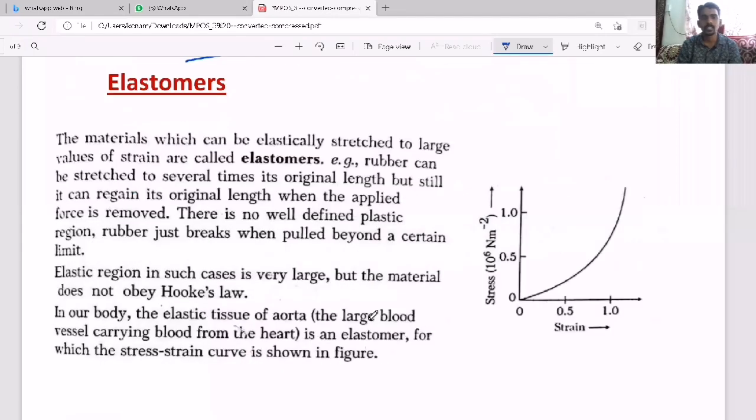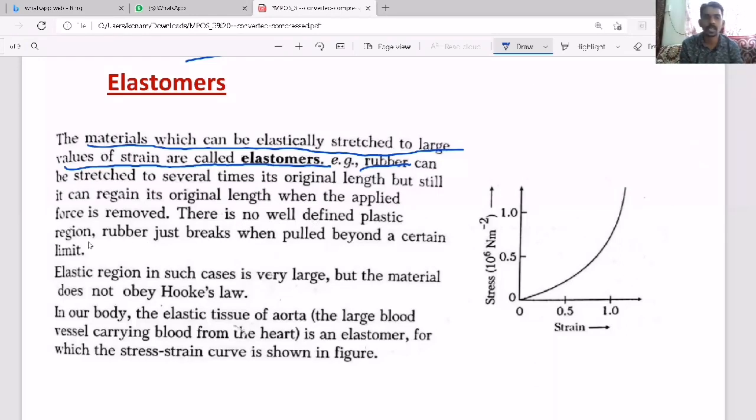Now, next thing, elastomers. The best example is rubber, eraser. You can stretch it easily. See here I have written clearly, the materials which can be elastically stretched to large values of strain are called elastomers. Example, rubber. You take a rubber band and pull it. It will become very long. But still it can regain its original length when the deforming force is removed.